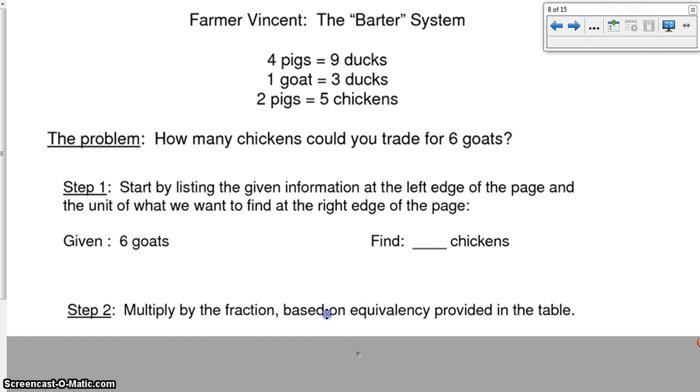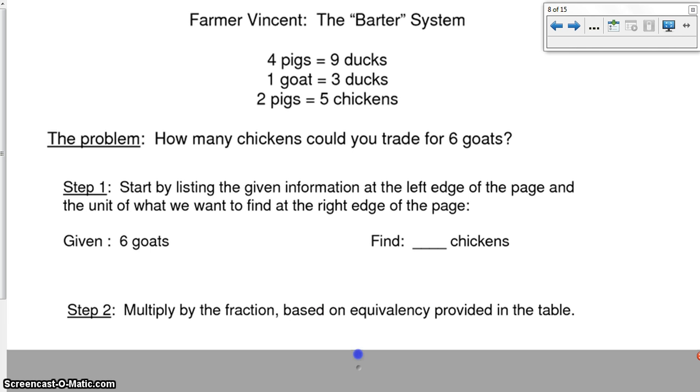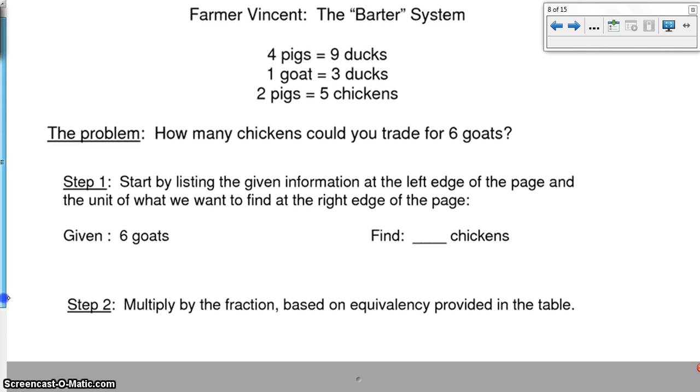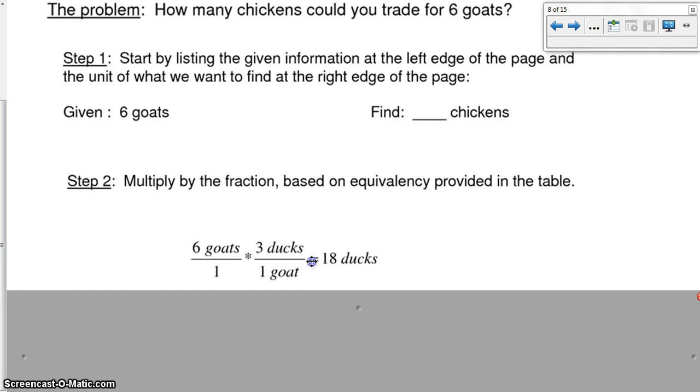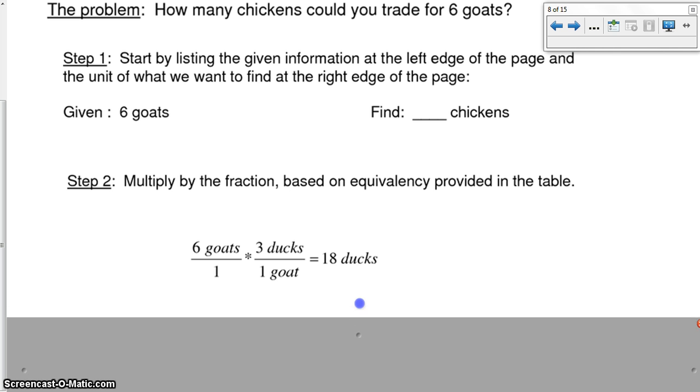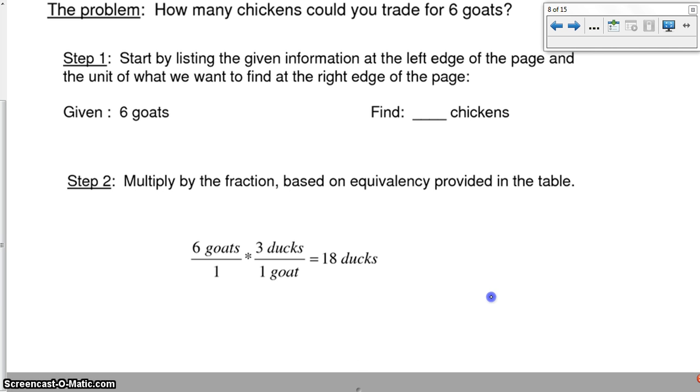Step 2, multiply by the fraction based on the equivalency provided in the table. Let's see how that works. You go ahead and try and then pause and figure out if you have the same thing as I do. 6 goats over 1 times 3 ducks divided by 1 goat equals 18 ducks. Well, you've got ducks, that's great, but what do you need? You need chickens, that's right.